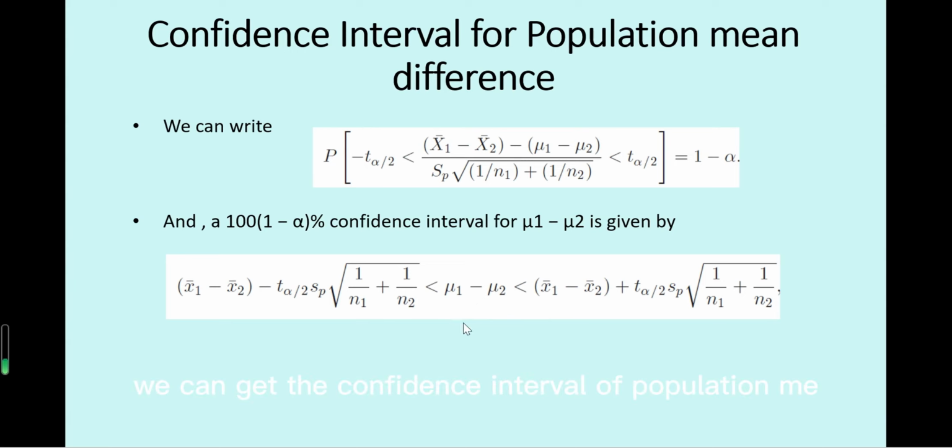We can get the confidence interval of the population mean difference, mu1 minus mu2, which is between a lower bound and an upper bound. The lower bound and upper bound are just the sample mean difference minus and plus a term. This term is the t critical value at the half alpha level, times the pooled standard deviation of the sample, times the square root of 1 over n1 plus 1 over n2.